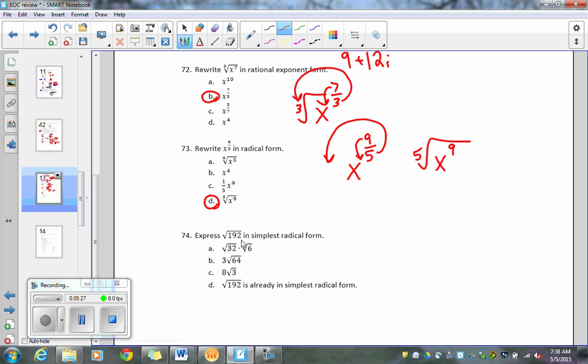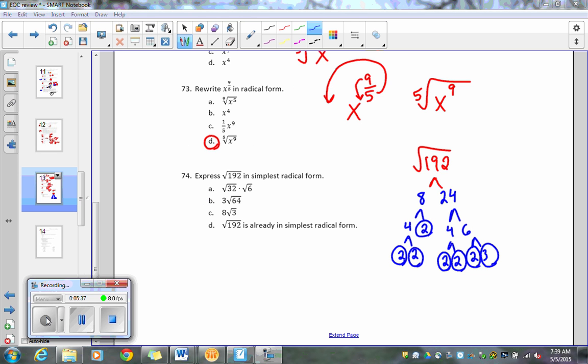All right, express 192. 192 is not a perfect square, so I'm going to break it down into prime factorization. All right, so here it is. I have 1, 2, 3, 4, 5, 6 twos, and 1 three. Now, here's going to be my final answer.